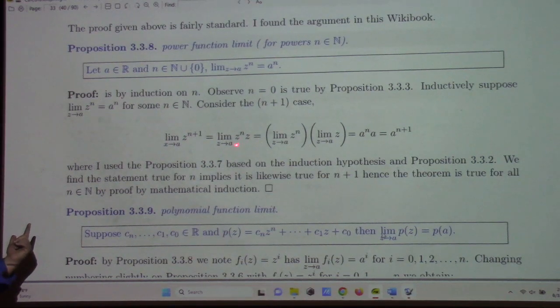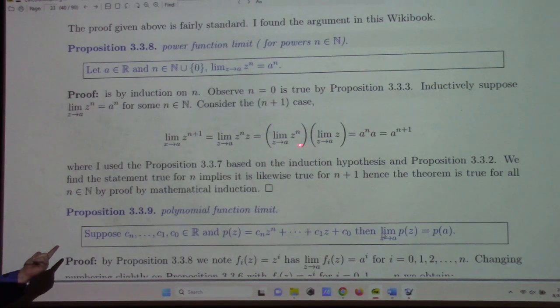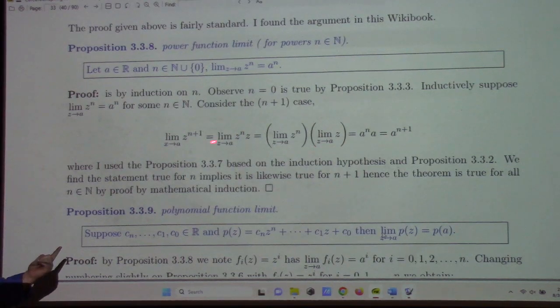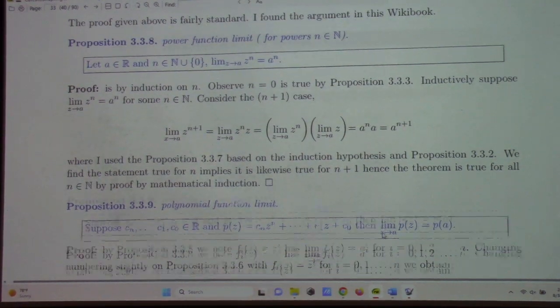By definition, it's that. But by the product of the limits theorem, we have the limit of that times the limit of that. But by induction, that's a to the n. And by my first thing I showed you today, that's a. So we get a to the n plus 1, which is what we were trying to prove. There's the induction claim for n plus 1. So we can prove the limit of z to the n is a to the n by induction.